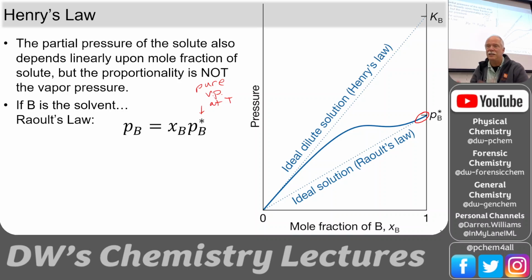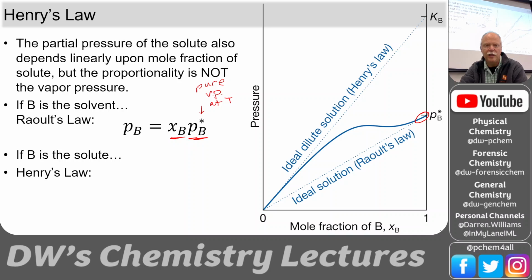So this is pretty easy. You just take the pure vapor pressure, multiply by 0.95, and you have the new vapor pressure of B. So Raoult's law is just XB times the pure vapor pressure of B. Super simple equation. And it goes to zero as mole fraction goes to zero.